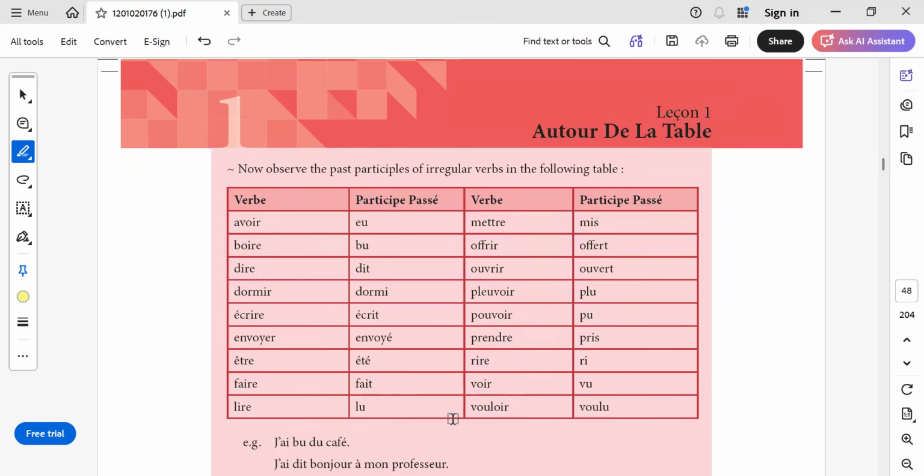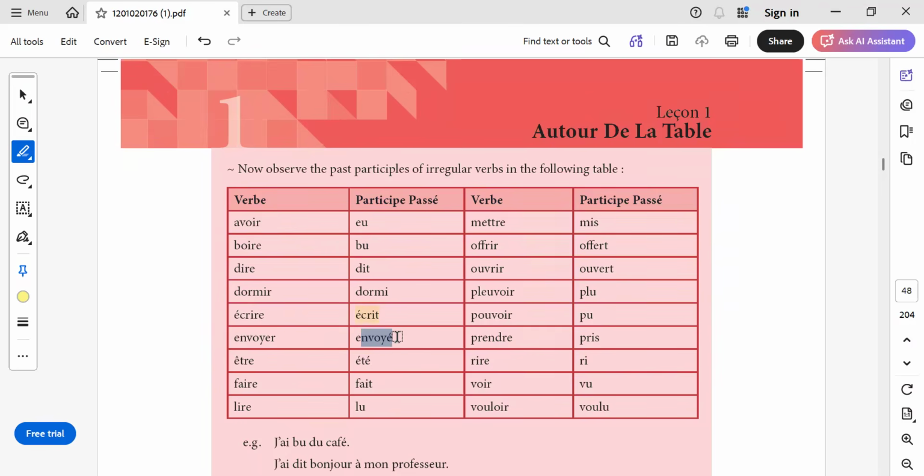Read this. My recommendation would be read it at least twice daily. Within 1 week's time, you will be able to remember all these verbs very well. So let us read it once. Avoir, what is the participe passé? It is eu. Boire is bu. Dire, dit. Dormir, dormi. Écrire is écrit.